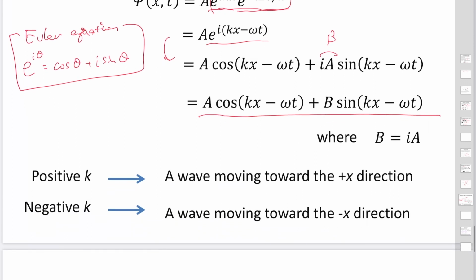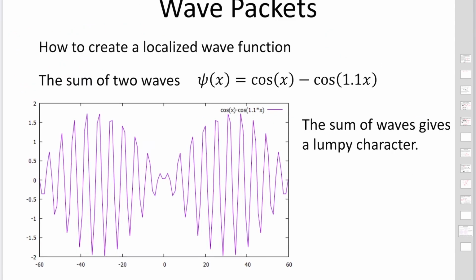If you remember the equations, positive k corresponds to a wave moving in the positive x direction. Negative k corresponds to a wave moving in the negative x direction. But sometimes the particle is localized. Its location is confined to some region. So we'd like to create a localized wave function. How can we create such a localized wave function? This is what we call the wave packet.